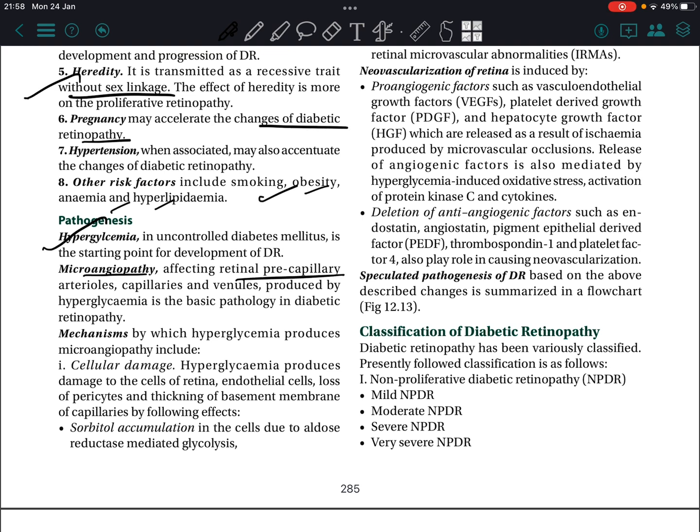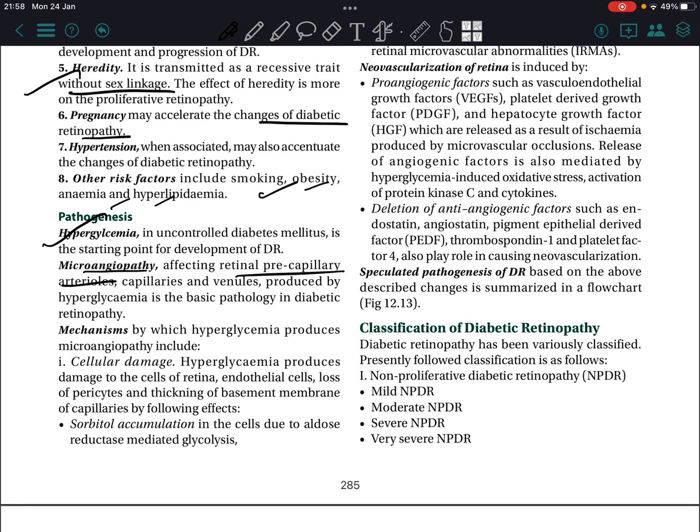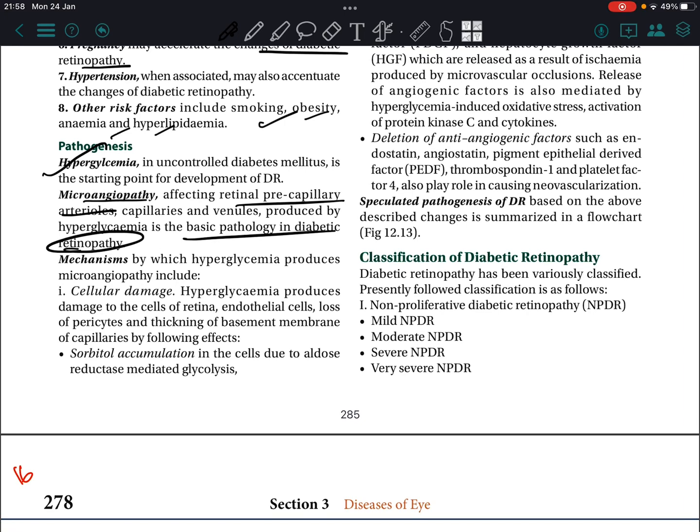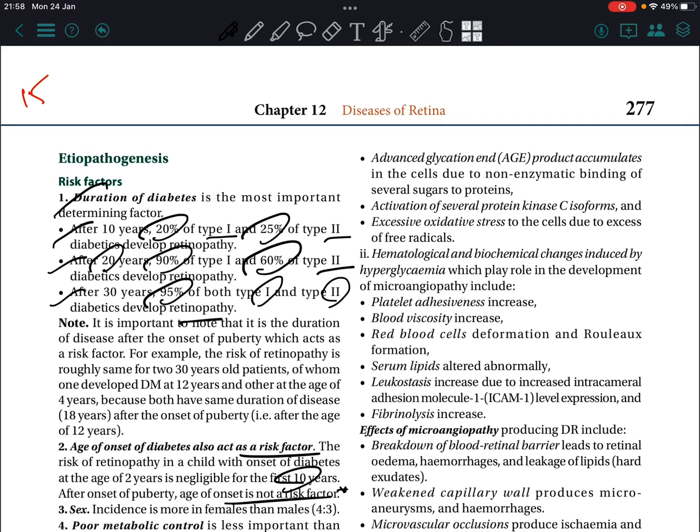microangiopathy affecting retinal precapillary arterioles, capillaries, and venules, produced by hyperglycemia, is the basic pathology in diabetic retinopathy. Mechanisms by which hyperglycemia produces microangiopathy include cellular damage. Hyperglycemia produces damage to cells of the retina, endothelial cells, loss of pericytes, and thickening of the basement membrane of capillaries, followed by effects of sorbitol accumulation in cells due to aldose reductase mediated glycolysis.